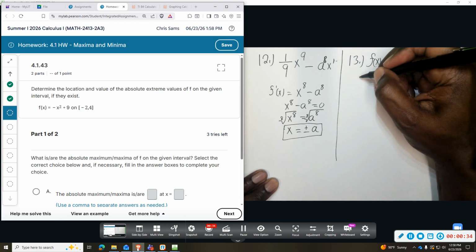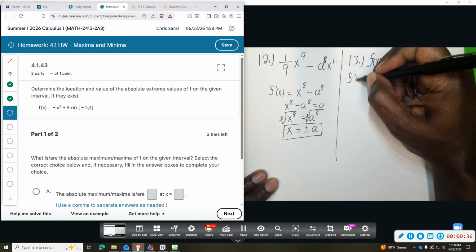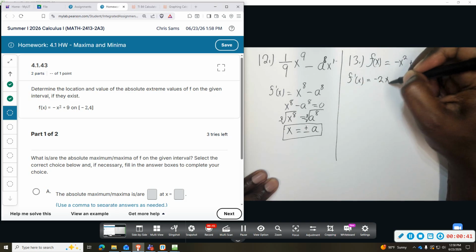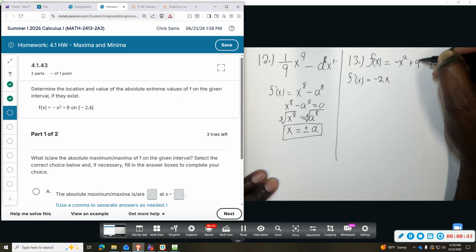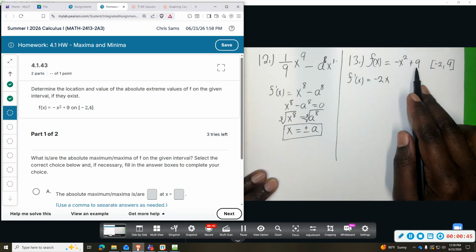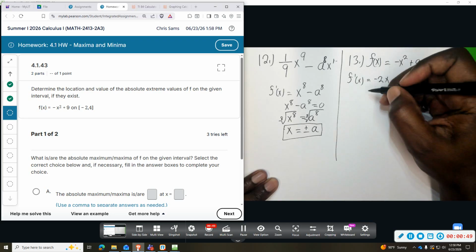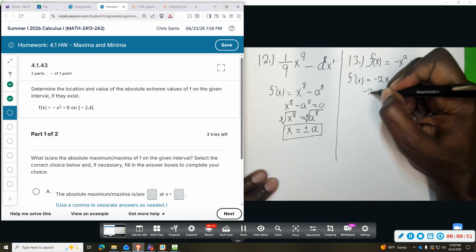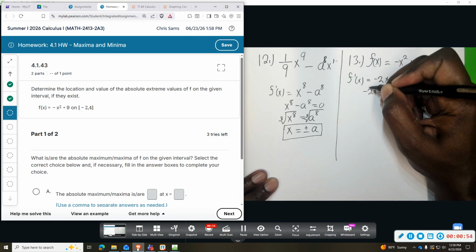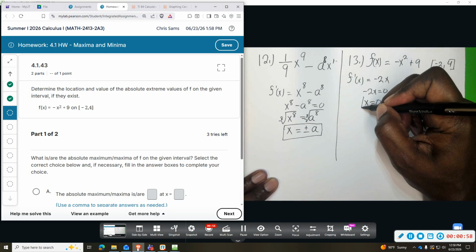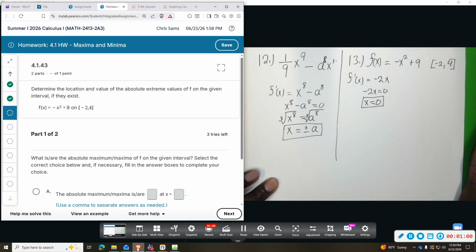All right, we're going to find the derivative. That's going to give me a negative 2x, so power rule, and then that'll go to 0. Derivative of a constant is 0. We're going to set this equal to 0. So negative 2x equals 0, divide by negative 2, and we get x equals 0. So x equals 0 is a critical value.